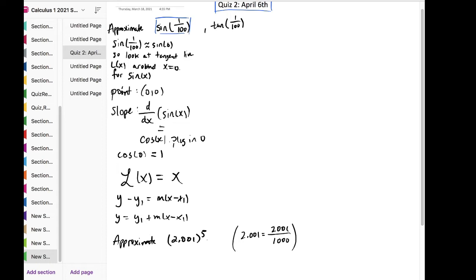Yep, that's it. So L of 1 over 100 should be pretty close to sine of 1 over 100. And L of 1 over 100 is 1 over 100.